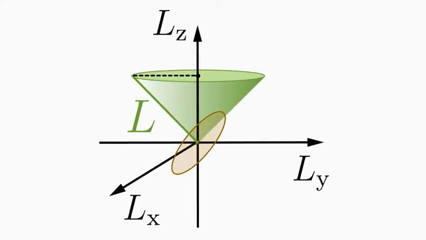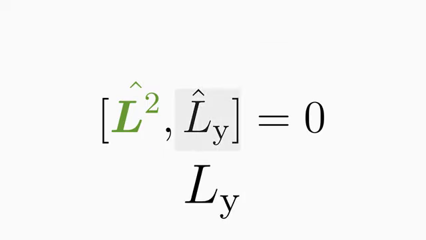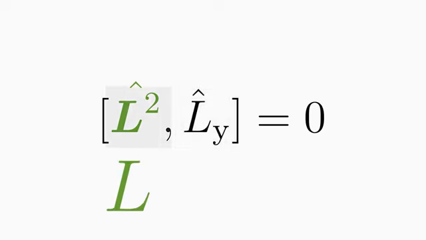This operator is Hermitian, so it represents a physically measurable quantity, namely the length of the angular momentum vector squared. And the great thing is, this operator commutes with each angular momentum component, Lx, Ly, and Lz. This is very good, because it allows us to know exactly not only one angular momentum component for a quantum mechanical particle, but also the magnitude of the total angular momentum.